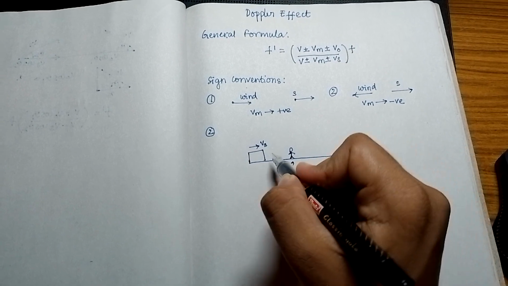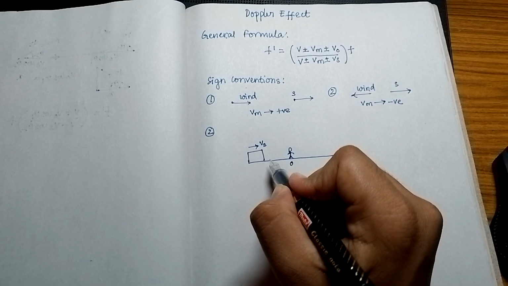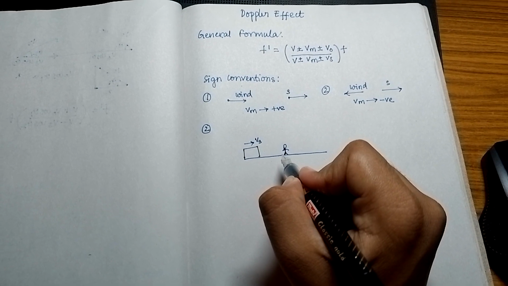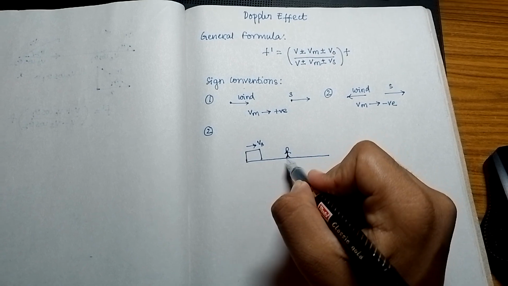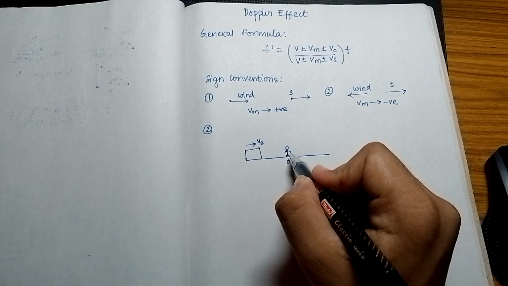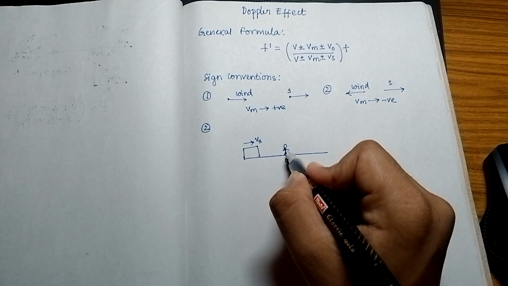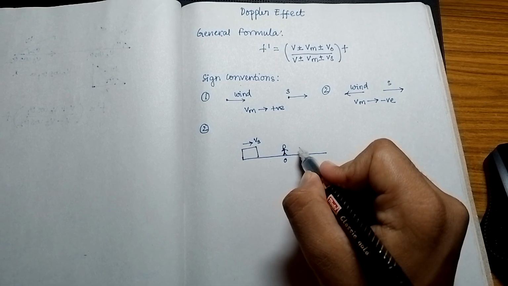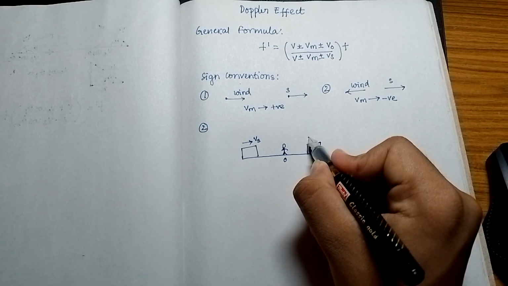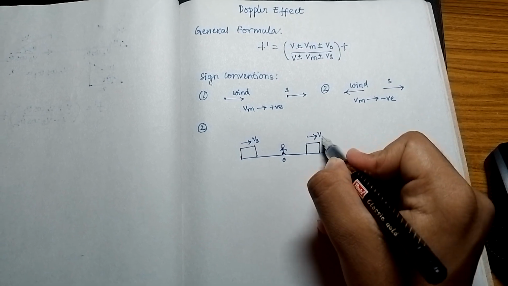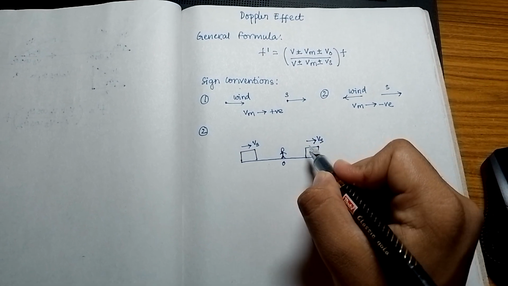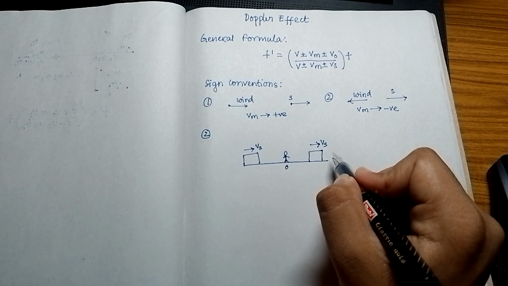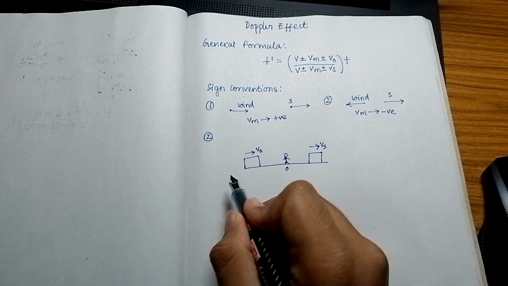Here is our observer. So generally, what do you observe? When the car is approaching you, you will feel an increase in pitch of the car horn, and when it is exactly opposite to you, you will feel that the pitch has increased a lot. And when it is moving away from you, again you feel a decrease in the pitch of the horn. Sound and pitch are different.